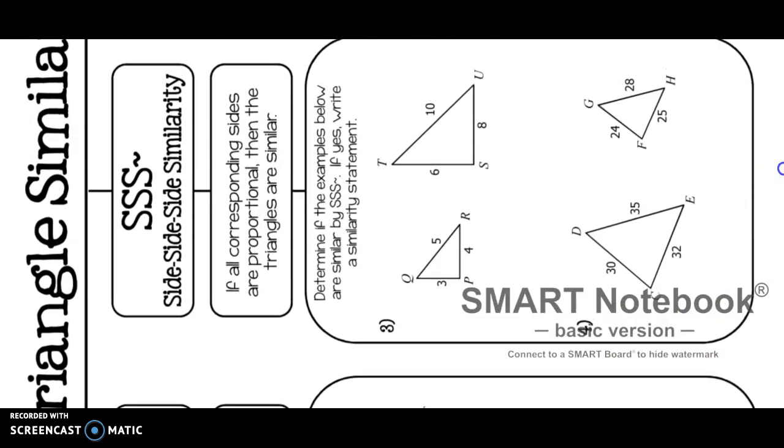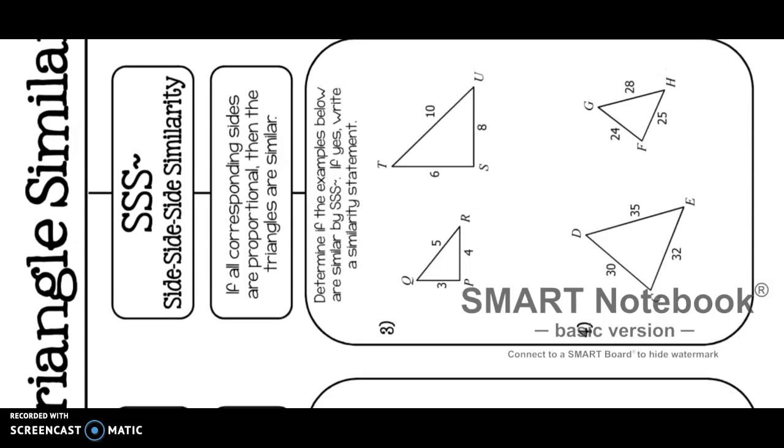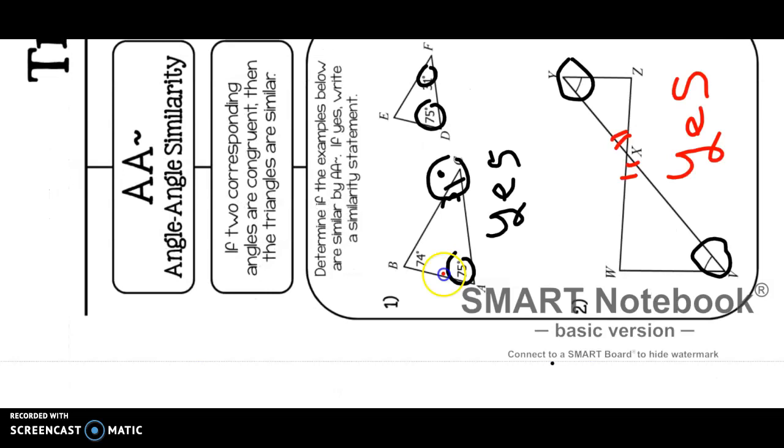So step 2 is side-side-side. Now we're going to look for all corresponding sides being proportional. We're going to look at 2 different sides. So I'm going to look at side QP.